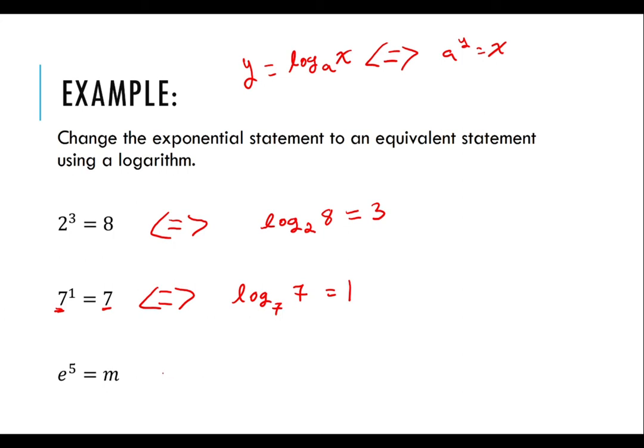e to the 5th is equal to m. An equivalent logarithm statement would be log base e, but the moment that I have log base e, I'm not going to write that, I'm going to write natural log. So the natural log of m is equal to 5. e raised to what power will give us m?